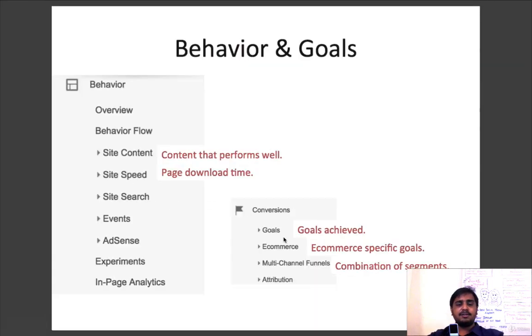In conversions, you can check what are the goals achieved. You can have specific goals for e-commerce, and you can understand the combination of various segments and the multi-channel funnels out there. I will also be sharing a blog post along with you in this lesson, which will be coming to you on the email, and that blog post will guide you on how to set up goals on Google Analytics. With this, I will end my session.